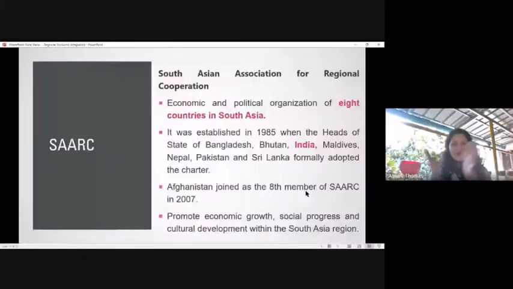SAARC, we know why it is important, because we are also a member in SAARC, the South Asian Association for Regional Cooperation, 8 countries in South Asia, and we are also a founding member in that, where we have Bangladesh, Bhutan, Maldives, Nepal, Pakistan, Sri Lanka. Later, Afghanistan joined with this. It was established in 1985, and the principles are very much similar to ASEAN.